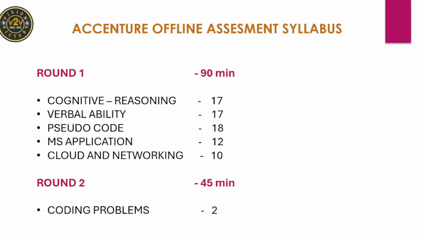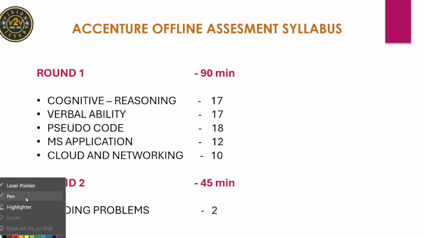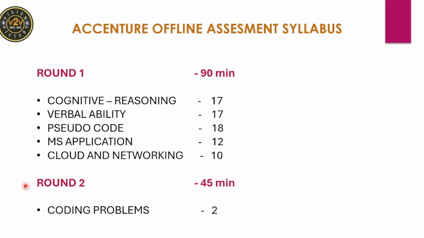In this video we will be learning about the syllabus of Accenture. This is the offline, physical assessment syllabus. As well as online, they also conduct an offline assessment. This exam is conducted for the role of associate software engineer, and for that we will be having 2 rounds.